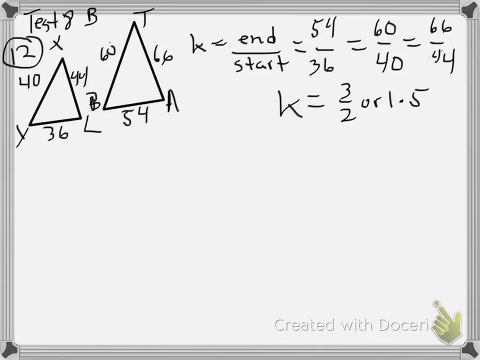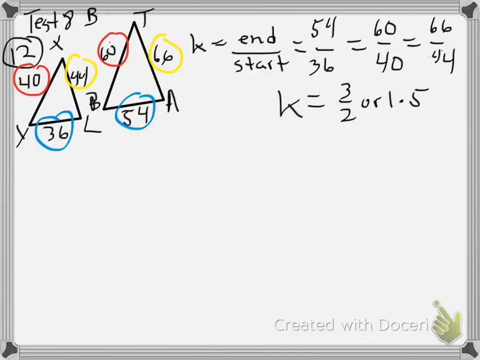So 66 goes with 44. 60 goes with 40. 54 goes with 36. So the same thing, you can match up the sides because it's asking you to write the ratios of the corresponding sides.